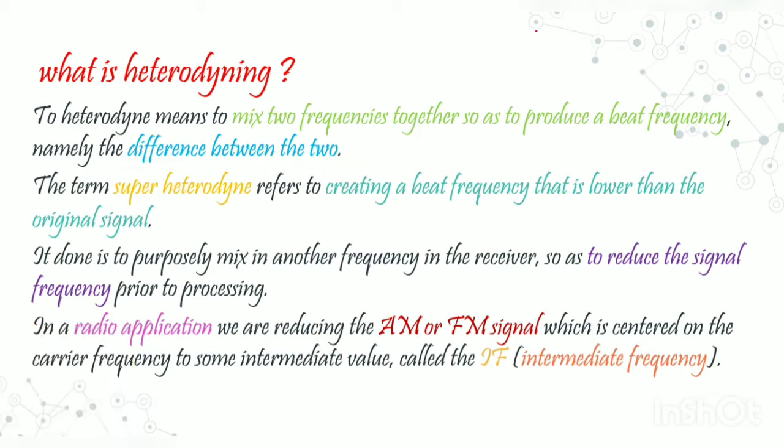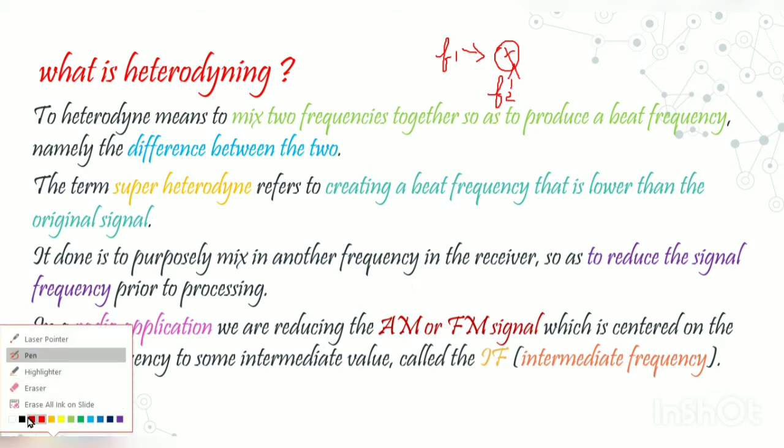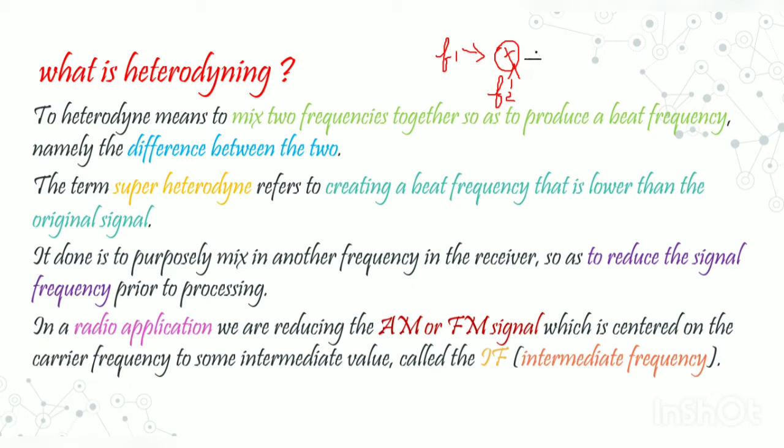For example, consider a mixer. To this mixer, I am giving input F1 and another input F2. And now in this mixer, it undergoes down conversion, so our output will be F2 minus F1. This is what they call the beat frequency, and the process is heterodyne.